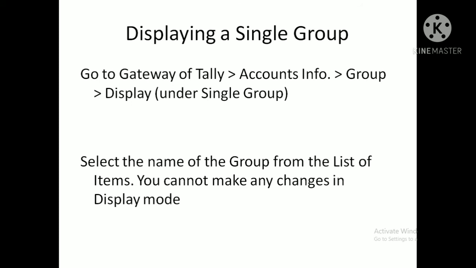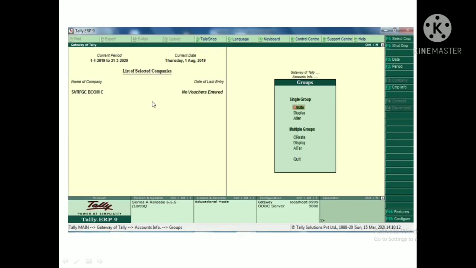Next we will discuss displaying a single group, that is, viewing the groups you created. With the help of the display command, the same way, that is Gateway of Tally, Accounting Information, from Accounting Information select Group, from Group we should select display. Please observe the screen. See here, we have display. When you select display, we can view which groups we created, by choosing the display option.